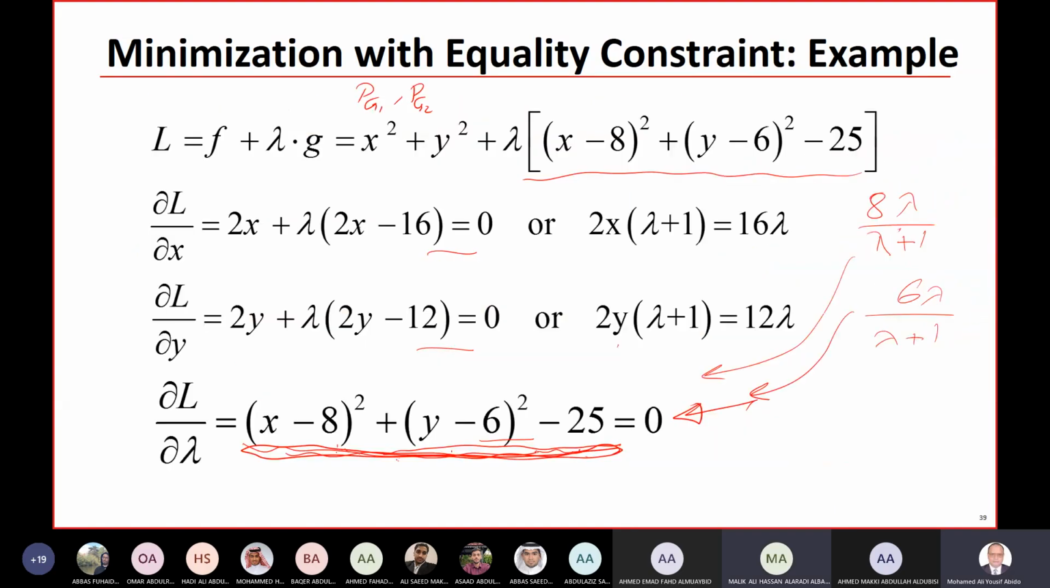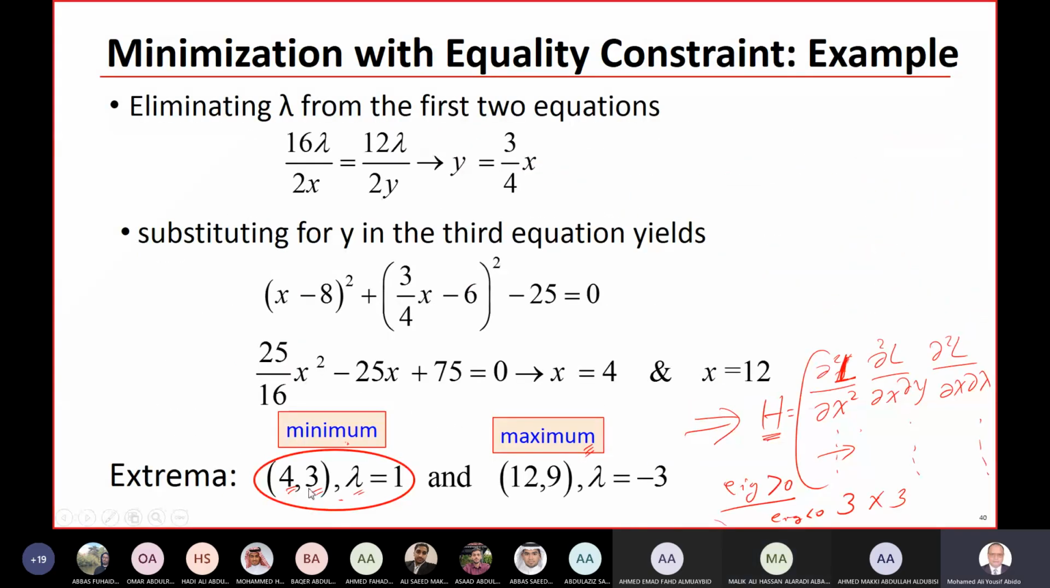You mean you can just substitute by 4 and 3 in the function x square plus y square, so this becomes 4 square plus 3 square, so it's 25. And for 12 and 9, f equals 12 square, that is 144, plus 81, so it becomes 225. So this is what you mean? And this is the maximum? Yes. And this is the minimum? Yes.